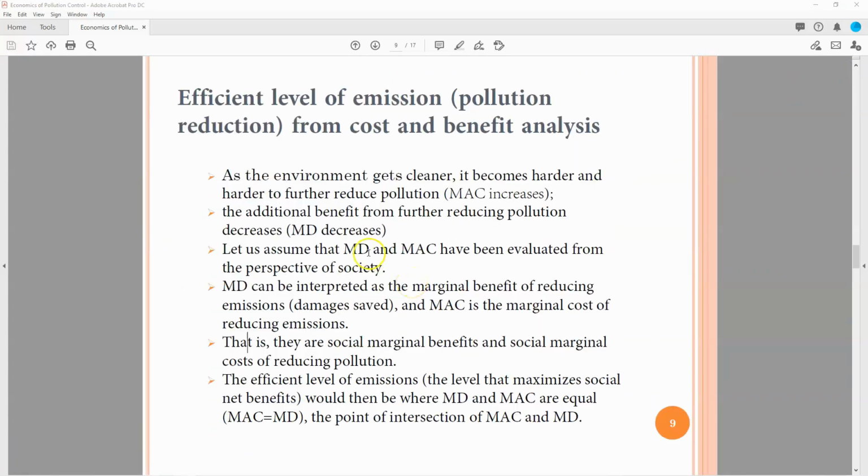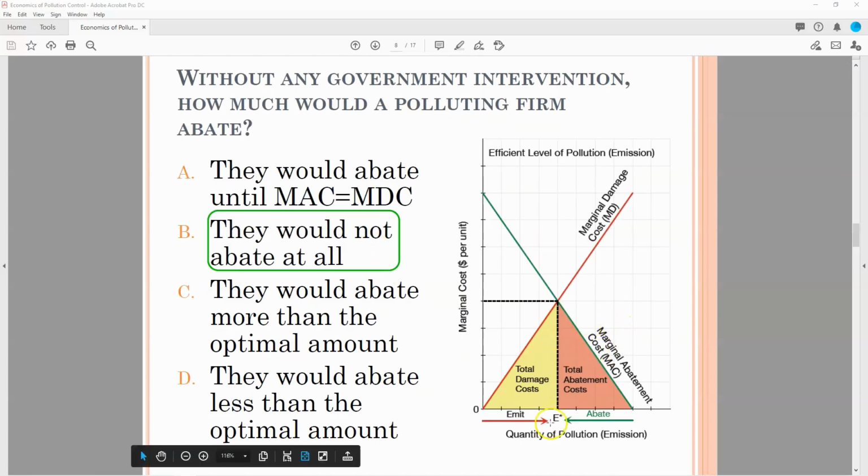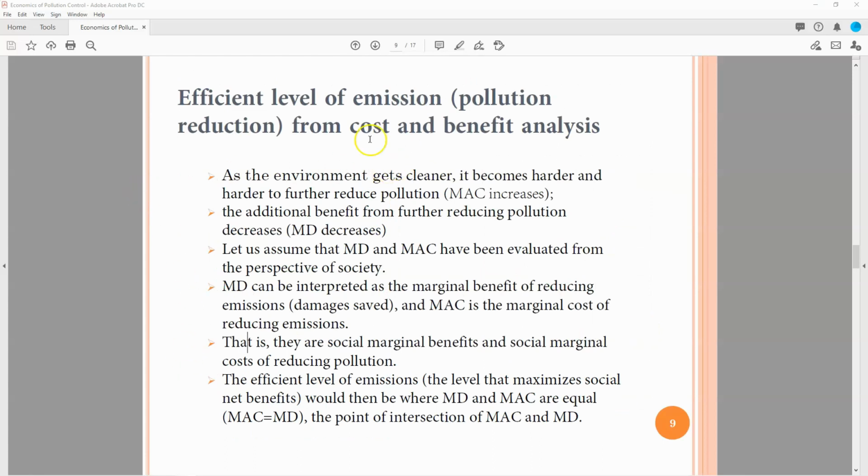So we already know that the efficient level of pollution can be achieved when marginal damage is equal to marginal abatement cost. How about from the analysis of cost and benefit? Can we still get the same answer by doing cost and benefit analysis? The answer is yes, we can, because we spent so much time in the last video introducing the cost and benefit analysis. And in this video and in the next videos, we will talk about the application of this analysis method.